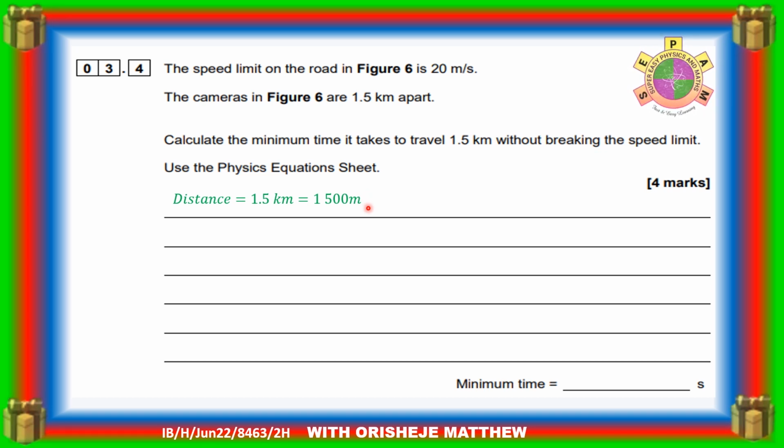In order to do that, the formula for distance is equal to speed multiplied by time, and from there time is equal to distance divided by speed. So if we have that, just substitute your values. So the time is 75 seconds. That is the time taken for it not to break the speed limit.